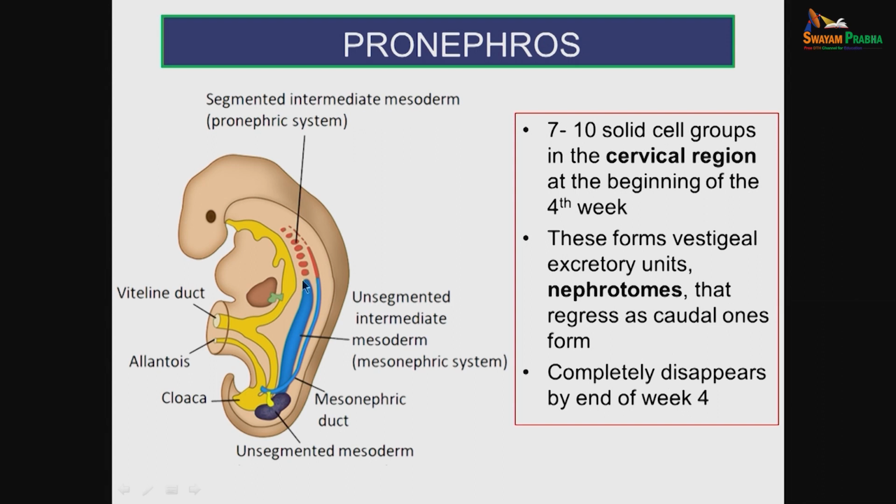When the caudal ones start differentiating, the cranial ones regress. In humans, by the end of 4 weeks, this completely disappears. So, in the initial stages the Pronephros is formed in the cervical region, and it completely disappears by the end of the 4th week of development.